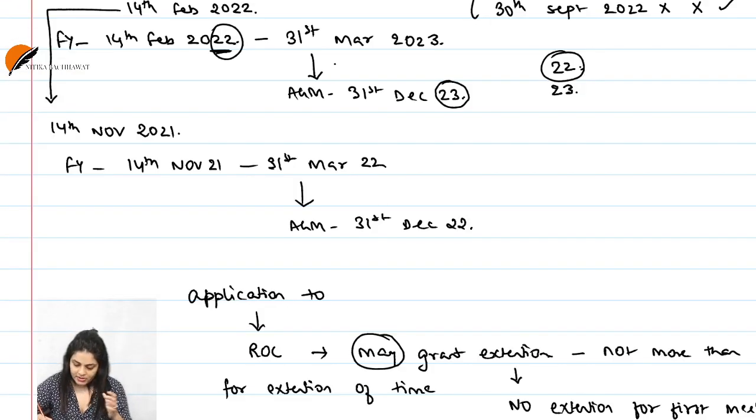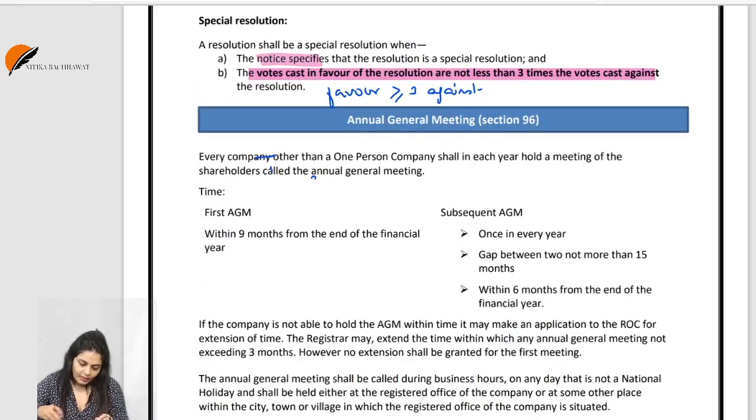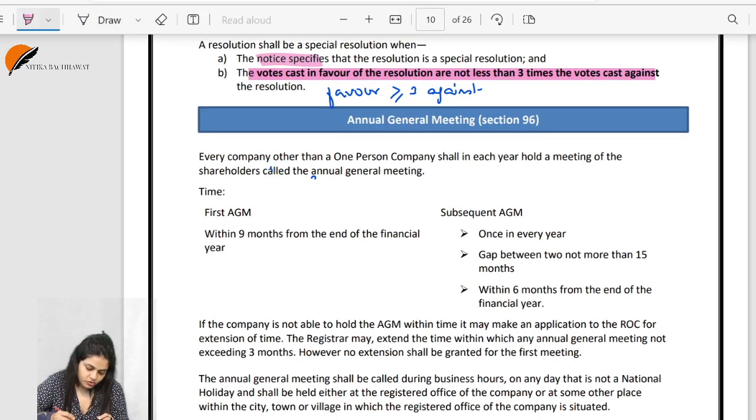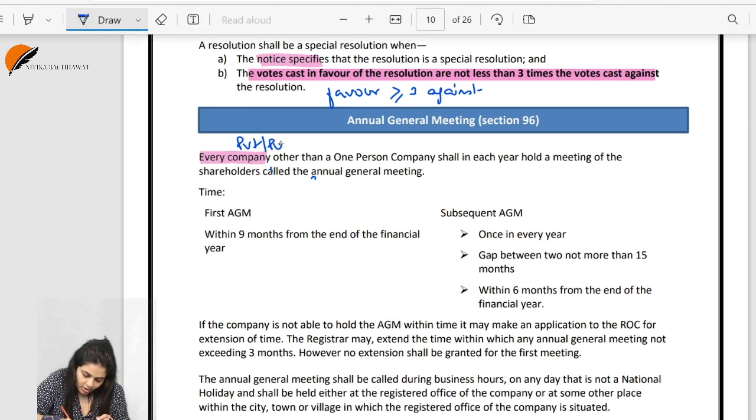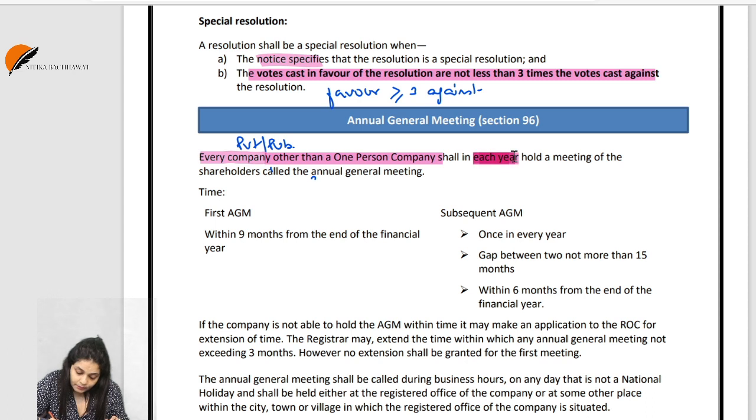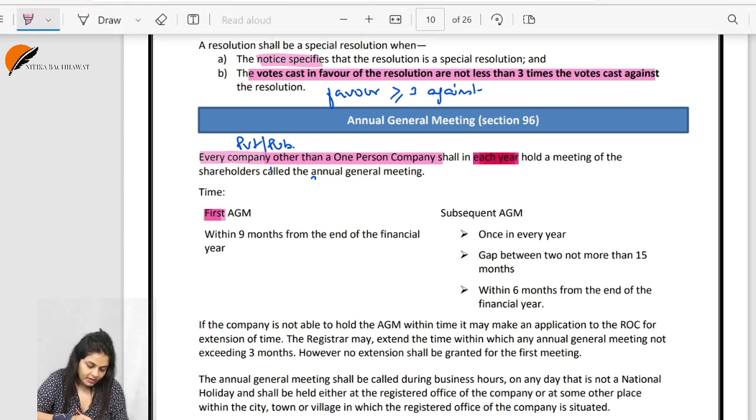Yes? So let's go back to the book once. An annual general meeting, which company has to hold? If you remember, I told you every company, irrespective of whether you are private or you are public, but not OPC, shall in each year, but for the first AGM, even if no meeting is held in the year of incorporation, it's okay, right? Call the meeting of the shareholders known as the AGM. The time for the first AGM is within 9 months from the end of the financial year.